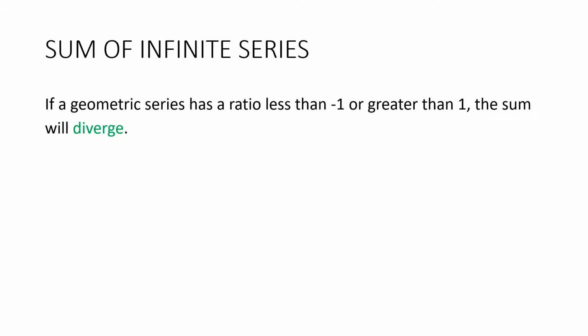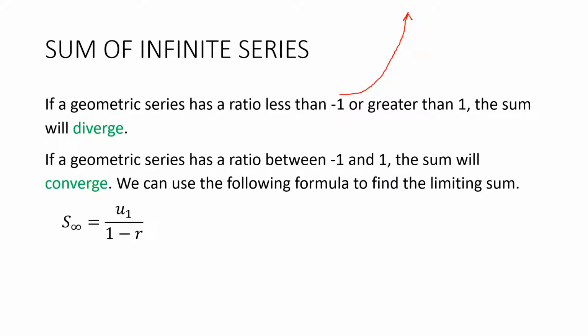So, if a geometric series has a ratio less than -1 or greater than 1, then the sum is going to diverge. So what it'll mean is it's just going to go up and up and up forever and ever. It never will have a ceiling. But if it has a ratio between -1 and 1, so it's a fraction, then the sum will converge. And in that case, it's going to go like this. And we can use this formula to find the limiting sum. So it's very similar to the one before. It's got no n in it because we don't have a number of terms, we've got infinity. So u1 over 1 minus r.